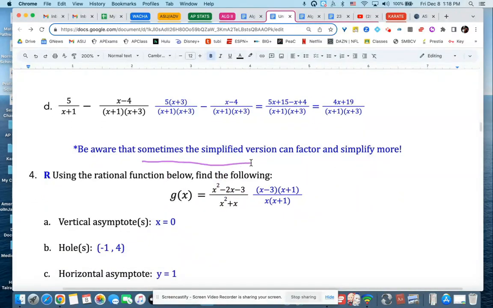Sometimes it says, warning, warning, right? Sometimes that simplified version, you can factor it more and you can simplify more. So just watch out for it. You got to look for it.